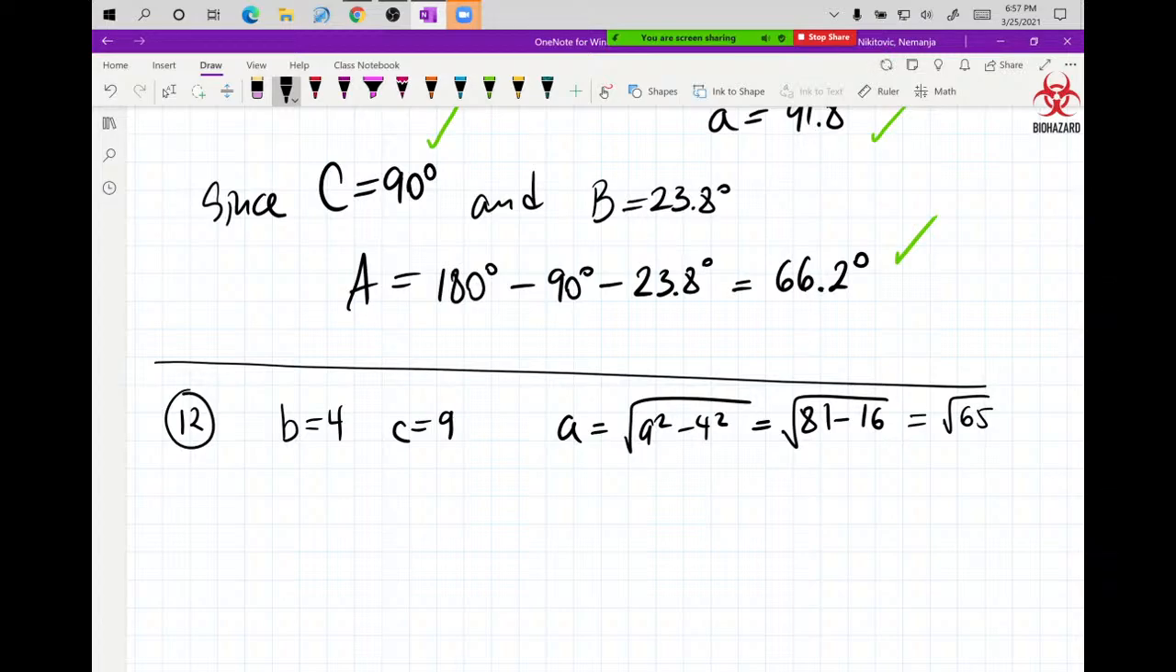And square root of 65 is very close to 8. It's not 8, but square root of 64 is 8. So this is like 8.0 something. So A is the square root of 65.